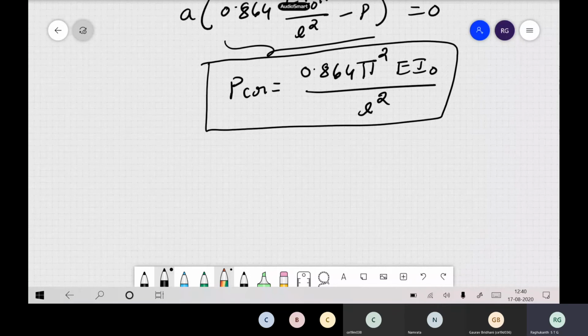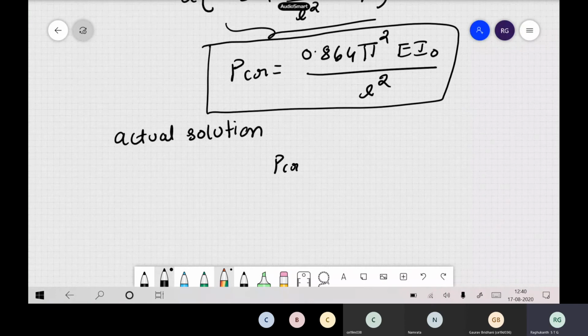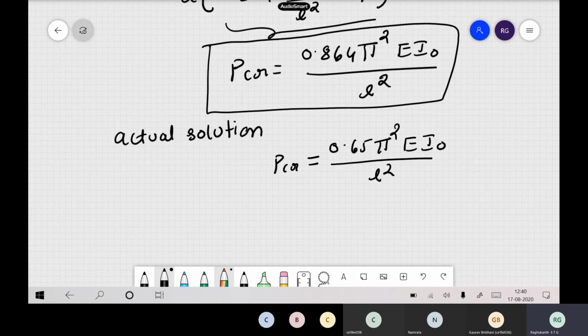Now if we check the actual solution, that is, you solve by force method, that gives you obviously the exact value itself. The exact value for this problem is P critical equal to 0.65 pi square E I naught by L square. So this is the exact value you followed, right? Now how much is the error? If you compare, obviously you have 33% error when you compare with this exact value.